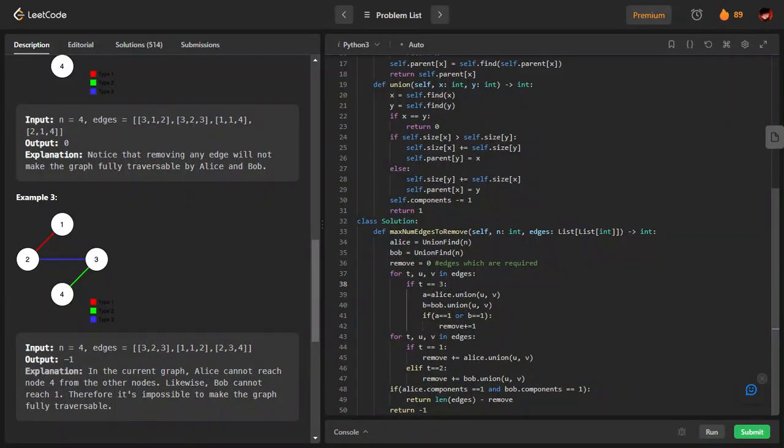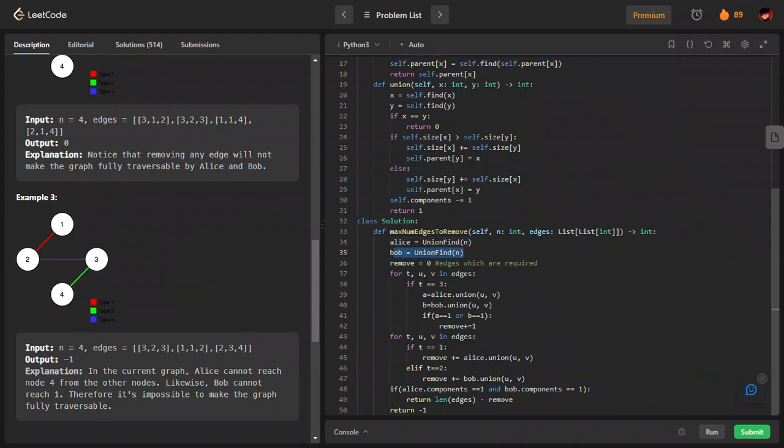Now coming to the solution of this question. Whatever we discussed so far was the data structure. I am going to build a separate graph for Alice and Bob. So we are going to use this unified data structure separately for Alice and a separate one for Bob.